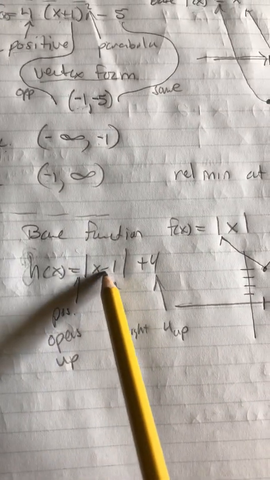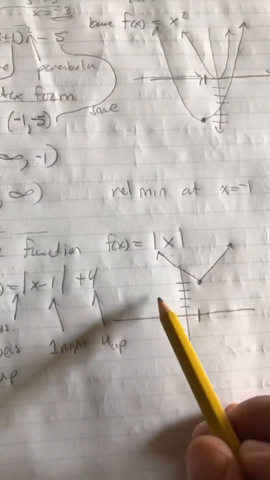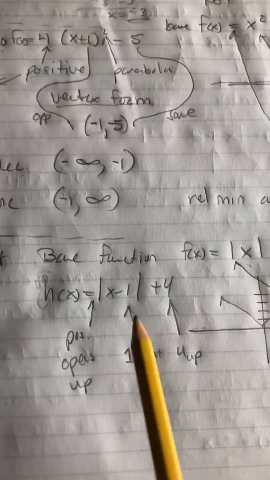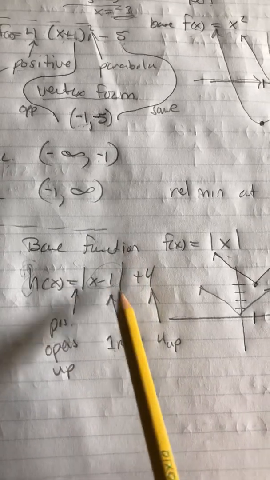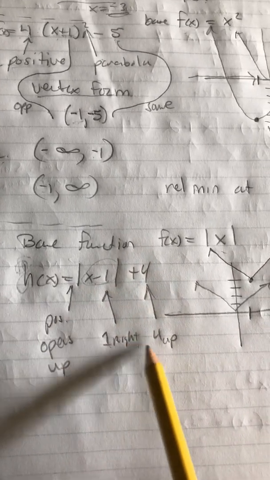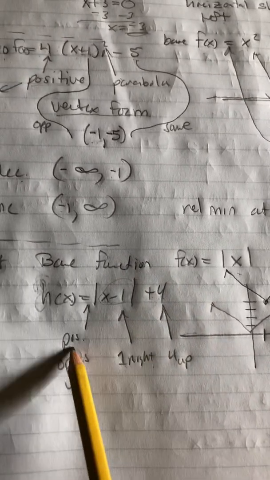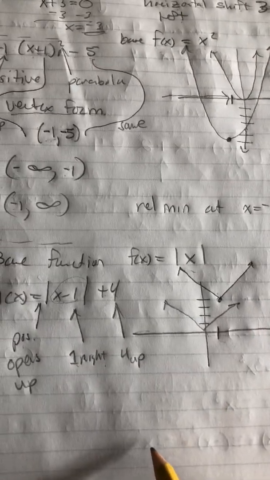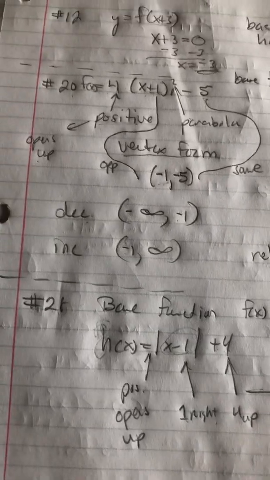Number 28, when we look at the absolute value of x minus 1 plus 4. Base function is the absolute value of x. If I do a quick sketch of that, it's going to look something like that. Well, this is to the negative 1, so it's 1 right, because it's in the function. The function is the absolute value function. This is 4 up because it's being added to the function. And it's positive, so it opens up. So this is shifted over 1 and up 4. Okay? All right. Hopefully that helps.